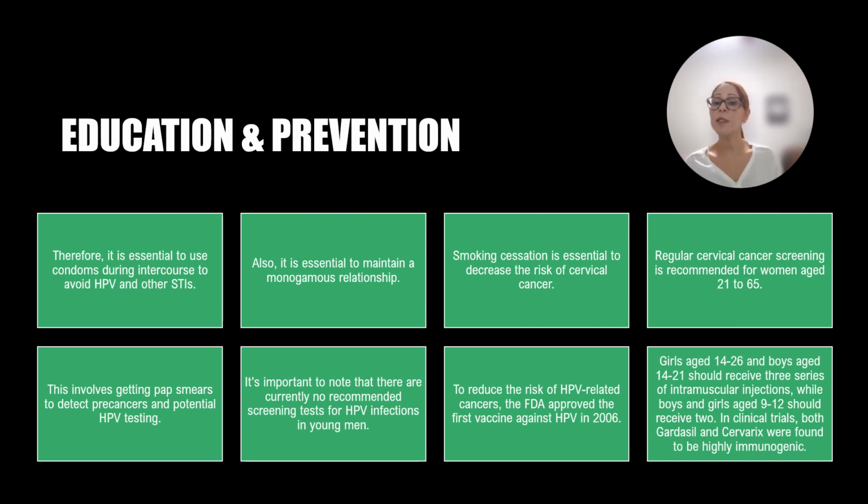To reduce the risk of HPV-related cancers, the FDA approved the first vaccine against HPV. Girls aged 14 to 26 and boys aged 14 to 21 should receive a 3-dose series of the vaccine, while boys and girls aged 9 to 12 should receive only 2. In clinical trials, both Gardasil and Cervarix were found to be highly immunogenic.